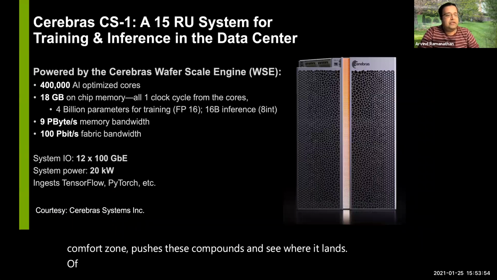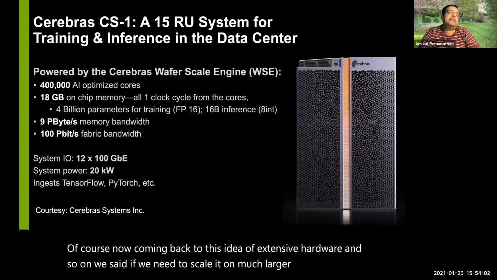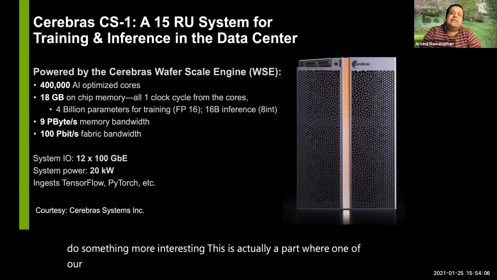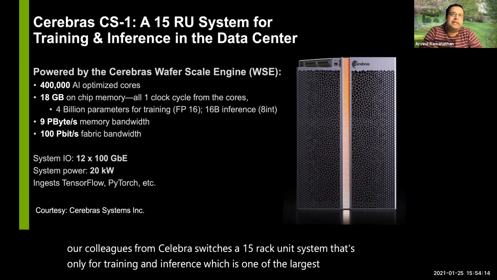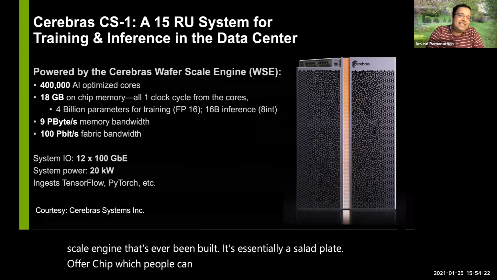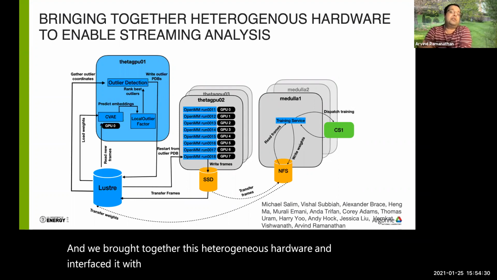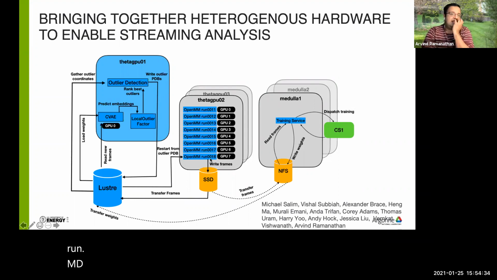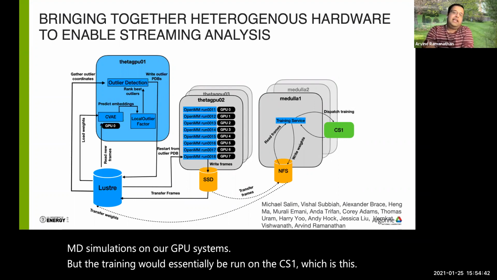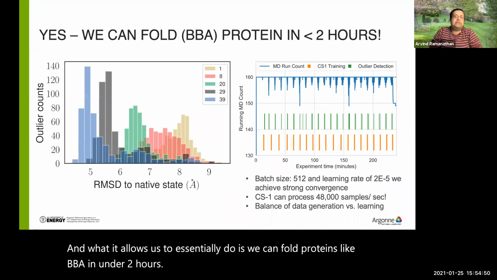Of course, now coming back to this idea of extensive hardware and so on, we said, if we need to scale it on much larger systems, can we do something more interesting? This is a part where one of our colleagues from Cerebras, which is a 15 rack unit system that's only for training and inference, and one of the largest wafer scale engines that's ever been built, essentially a salad plate of a chip, which people can use for training deep learning ideas. We brought together this heterogeneous hardware and interfaced it with our MD simulations in such a way that we could run MD simulations on our GPU systems, but the training would be run on the CS1, this wafer scale engine. And what it allows us to do is fold proteins like BBA in under 2 hours using these machine learning ideas.